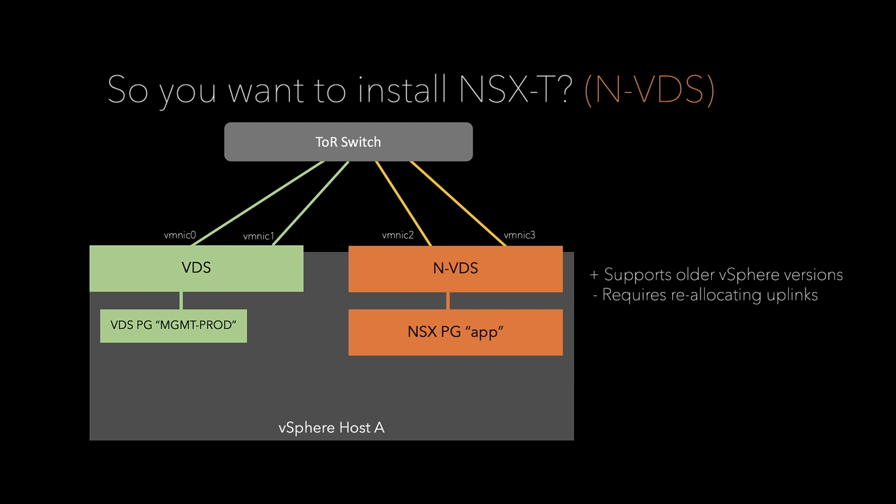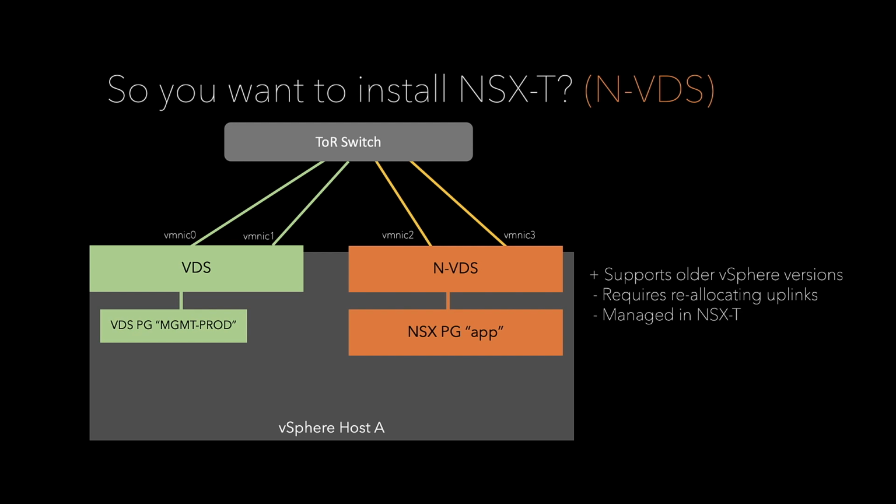Now, as far as downsides, I've been talking about this quite a bit. The biggest downside to me is that you have to reallocate some uplinks. You have to find uplinks, either buy some new ones, take them away from a VDS, whatever the case is, you need uplinks for this NVDS, which is not always ideal.